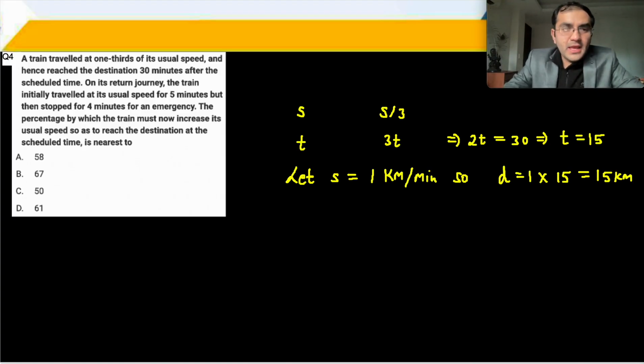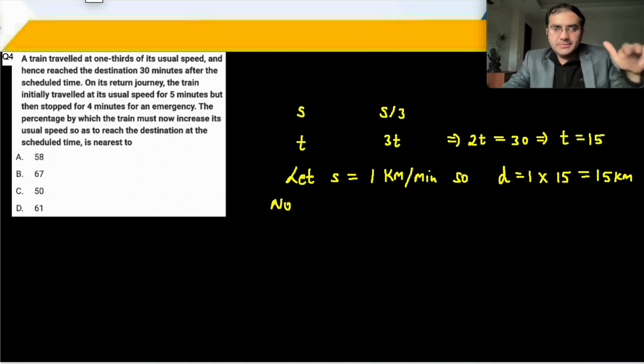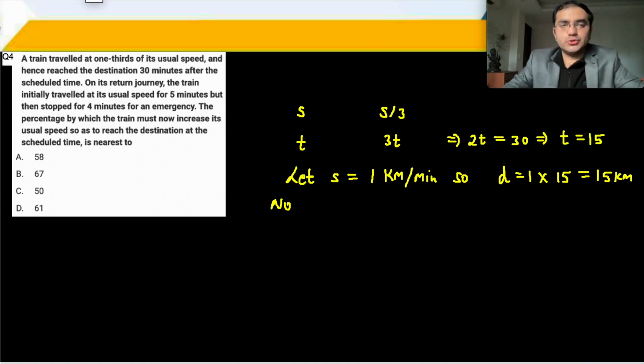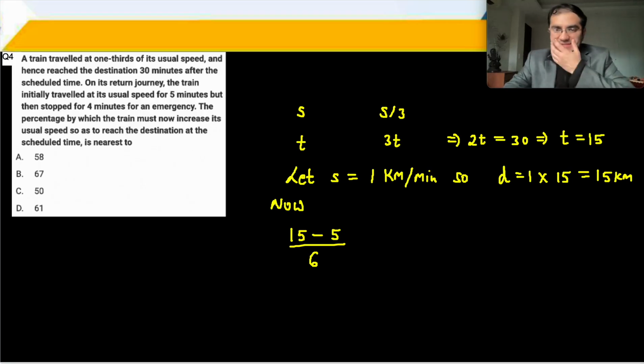Clear so far? On its return journey, the train initially traveled at its usual speed for 5 minutes. 5 minutes at 1 kilometer per minute becomes 5 kilometers. Okay? And then stopped for 4 minutes for an emergency, then percentage by which train must increase its usual speed to reach on time. So 15 kilometers में से 5 kilometers is done, 10 kilometers is left. He wants to reach on time, that's 15 minutes. 5 minutes are gone, 4 minutes emergency, 9 minutes are over out of 15 minutes. He wants to cover this in 6 minutes.